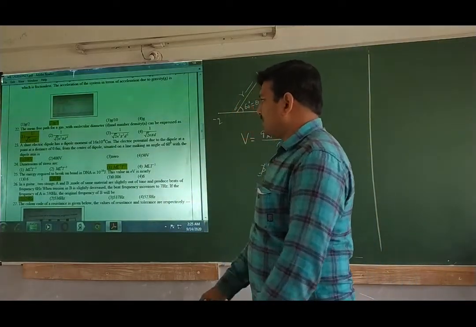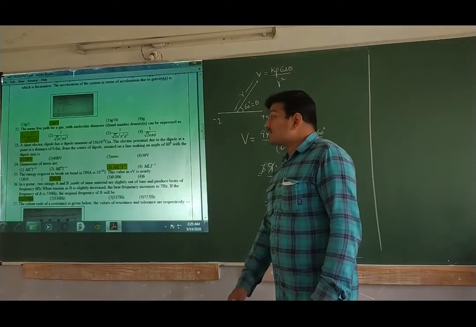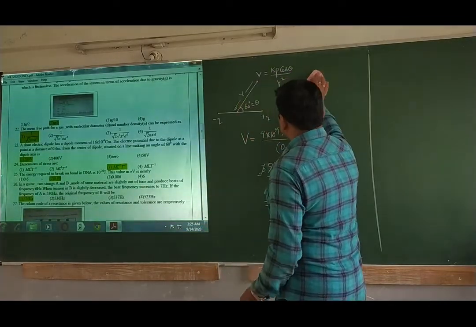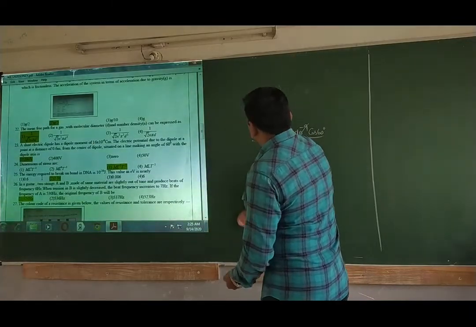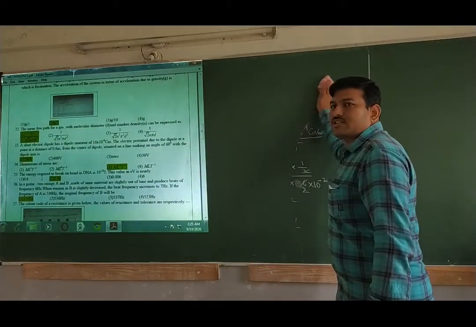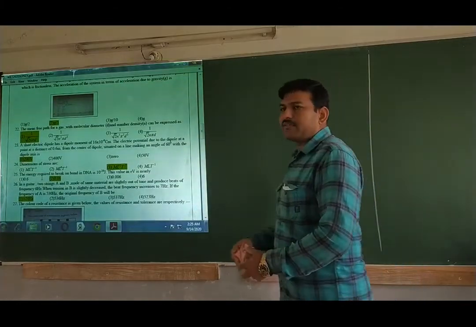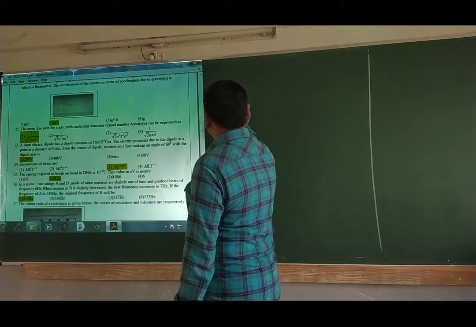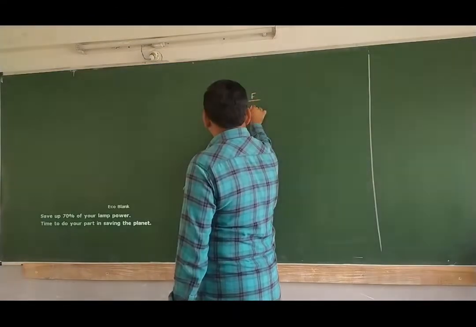Okay. Next one, 24. Dimensions of stress. All of you are under stress in the NEET examination. That's why they ask the dimensions for stress. So what is the stress formula? Stress is nothing but force acting per unit area. Stress is equal to what? Force acting per unit area.